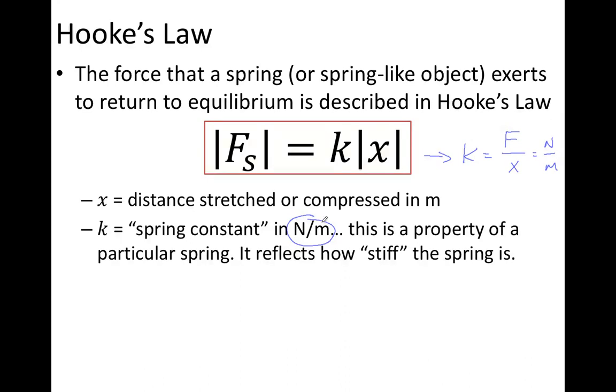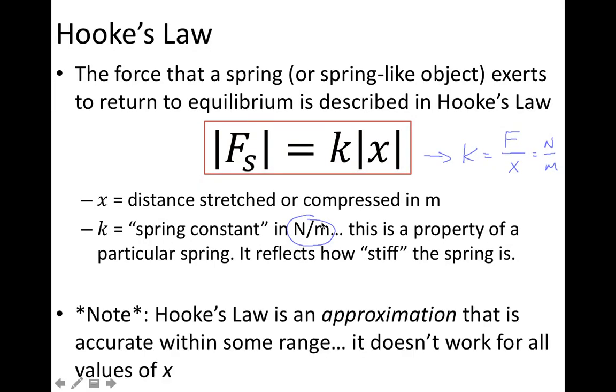And what the spring constant is, it's a property of a particular spring. So different springs have different spring constants, and it reflects how stiff the spring is. A spring that is not very stiff, like a slinky, would have a very low value of k, where a spring that is very stiff, like the shocks on a car, would have a very large value for the spring constant.